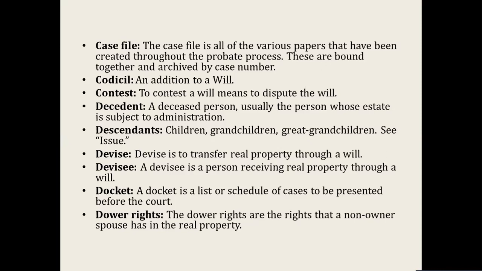A docket is a list or schedule of cases to be presented before the court. Dower rights are the rights that a non-owner spouse has in the real property. So that means that a woman who may have been given property as part of her dower, this is their property, not the husband's.